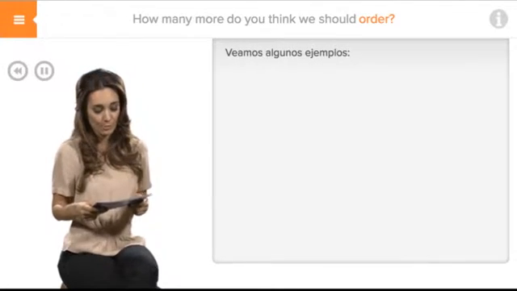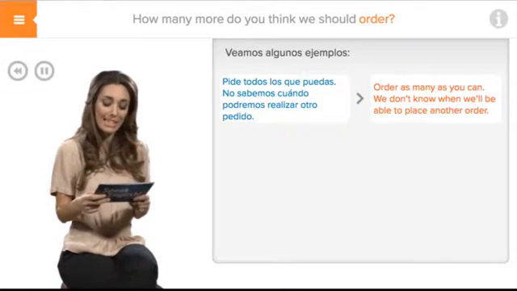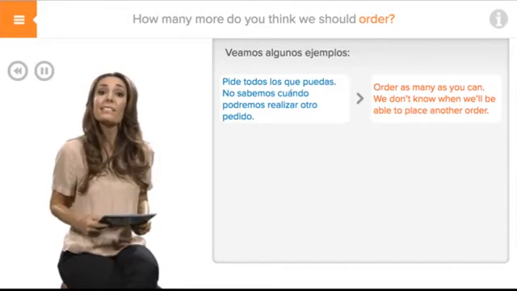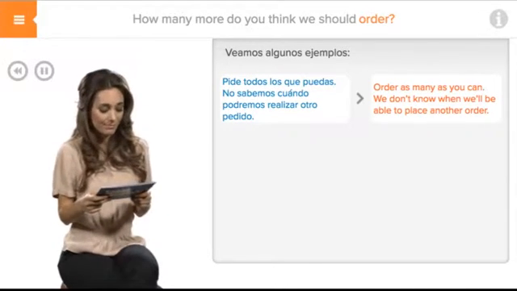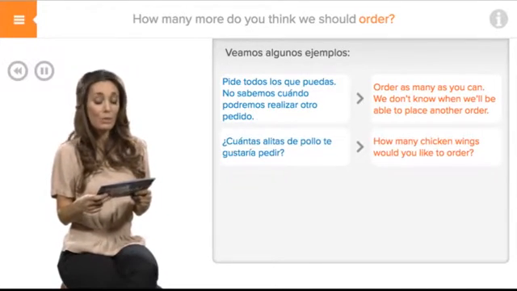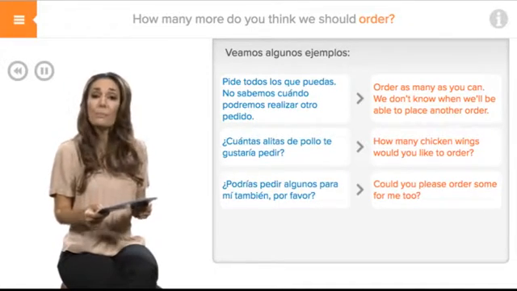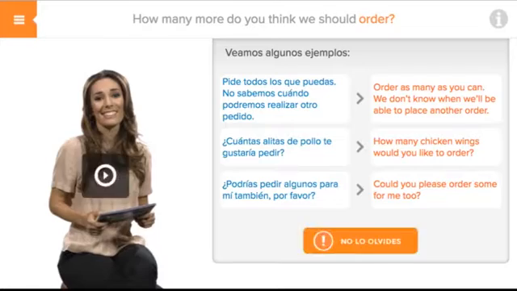Veamos estos tres ejemplos. Order as many as you can. We don't know when we'll be able to place another order. How many chicken wings would you like to order? Could you please order some for me too?